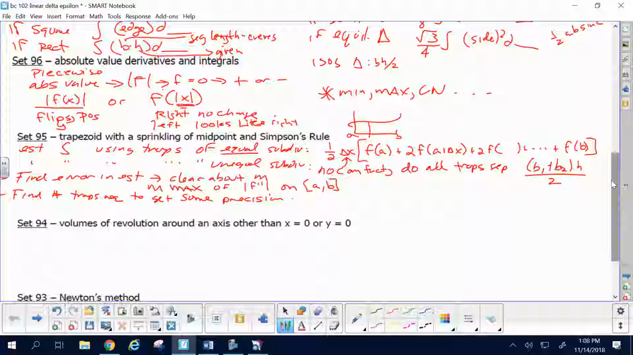So f prime is negative 1 over x squared. F double prime is 2 over x cubed. What is the max of 2 over x cubed on 1 to 2? 2, because it's greatest when x is at its least, which is 1, so that's 2. So M is 2, yeah? I need this to be less than 1/10. The error is actually way over here, but if the error is less than this error bound, and this error bound is less than 1/10, then obviously the error would be less than 1/10, right?